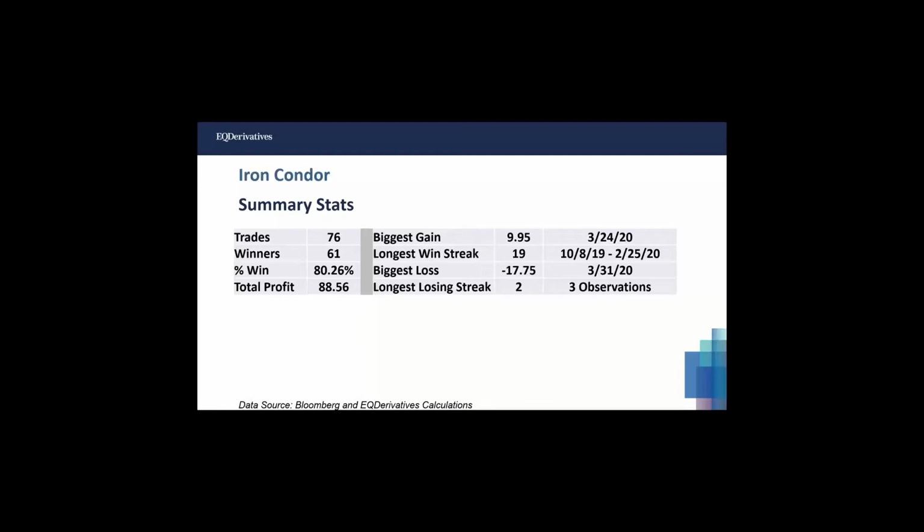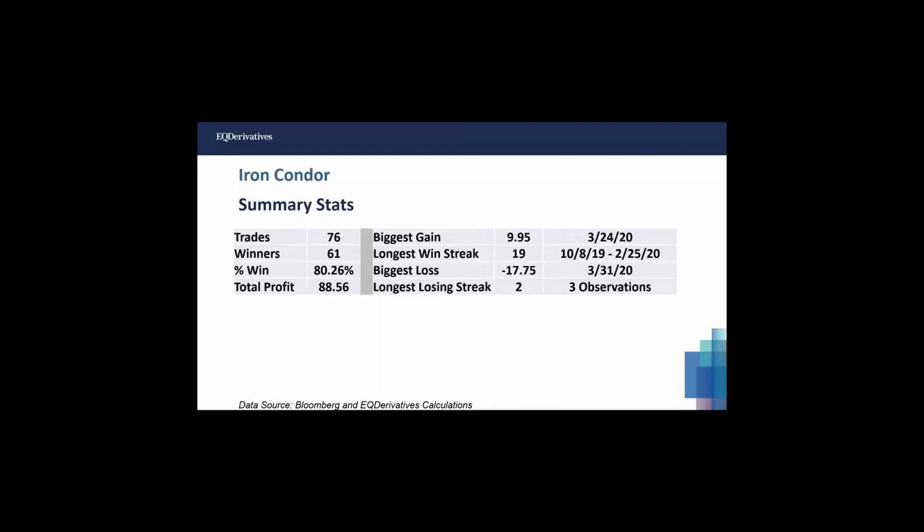Now, the total profit behind doing something along these lines was 88.56 points. The biggest gain was 995, right in the middle of what was going on crisis-wise. In fact, we had a very wide spread, but we also had very high premiums, which resulted in a pretty decent profit. The longest win streak, this actually worked every week from October 8th to February 25th. The biggest loss was 1 week after that big gain. I thought that was kind of interesting, at a loss of 1775, and 3 times there were back-to-back losing weeks. So I thought that all of this was pretty interesting. And again, these results were through June 30th.